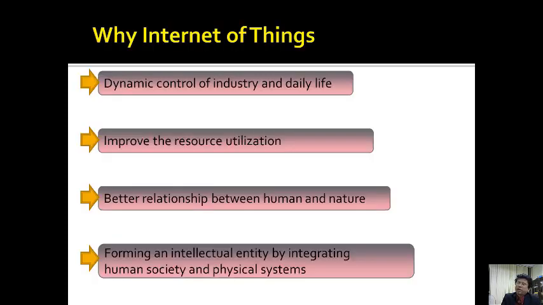So if you ask why Internet of Things, there are many factors. The dynamic we are talking about: smart factories, dynamic control of things, or dynamic control of industry and our daily life. Energy conservation is a prerequisite for the Internet of Things. Therefore, research producing new knowledge on how to develop more energy efficient electronics will influence design of all electronics.